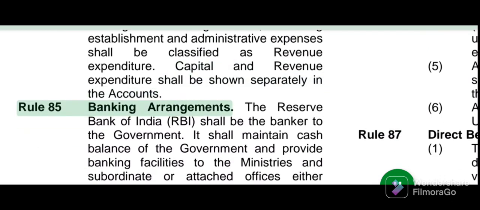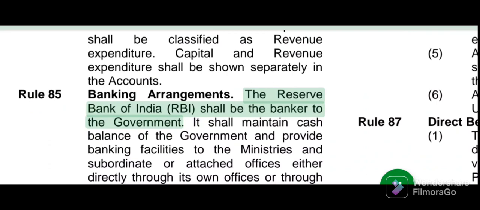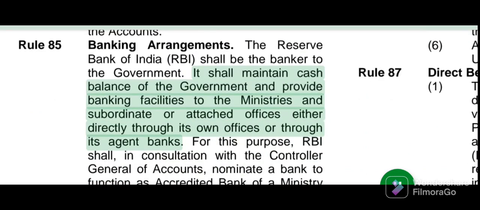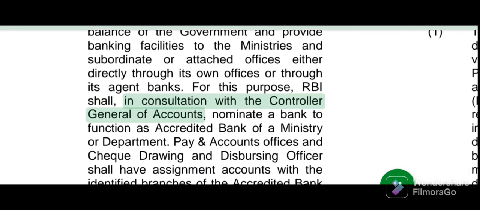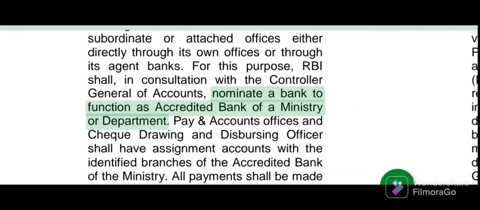Rule 85: Banking arrangements. The Reserve Bank of India (RBI) shall be the banker to the government. It shall maintain cash balance of the government and provide banking facilities to the ministries and subordinate or attached offices either directly through its own offices or through its agent banks. For this purpose, RBI shall, in consultation with the Controller General of Accounts, nominate a bank to function as accredited bank of a ministry or department.